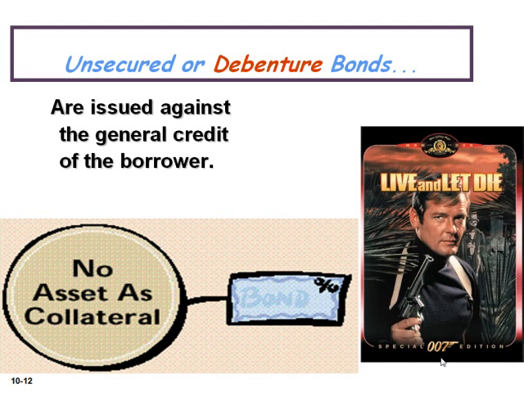Unsecured bonds are called debenture bonds, and they're issued against the general credit of the borrower. So if the company defaults, there's no asset that gets pledged.